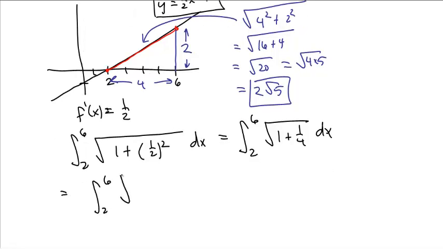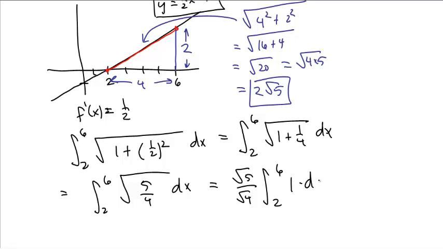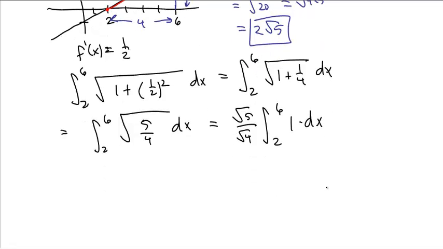I'm doing this slowly because just a little while ago I totally messed this one up. And that is in fact a constant. You can put that out front. Square root of 5/4 is square root of 5 over square root of 4. I'll do this in slow motion. The integral from 2 to 6 of just 1 dx, whose antiderivative is just x. We have root 5 over 2 times x.